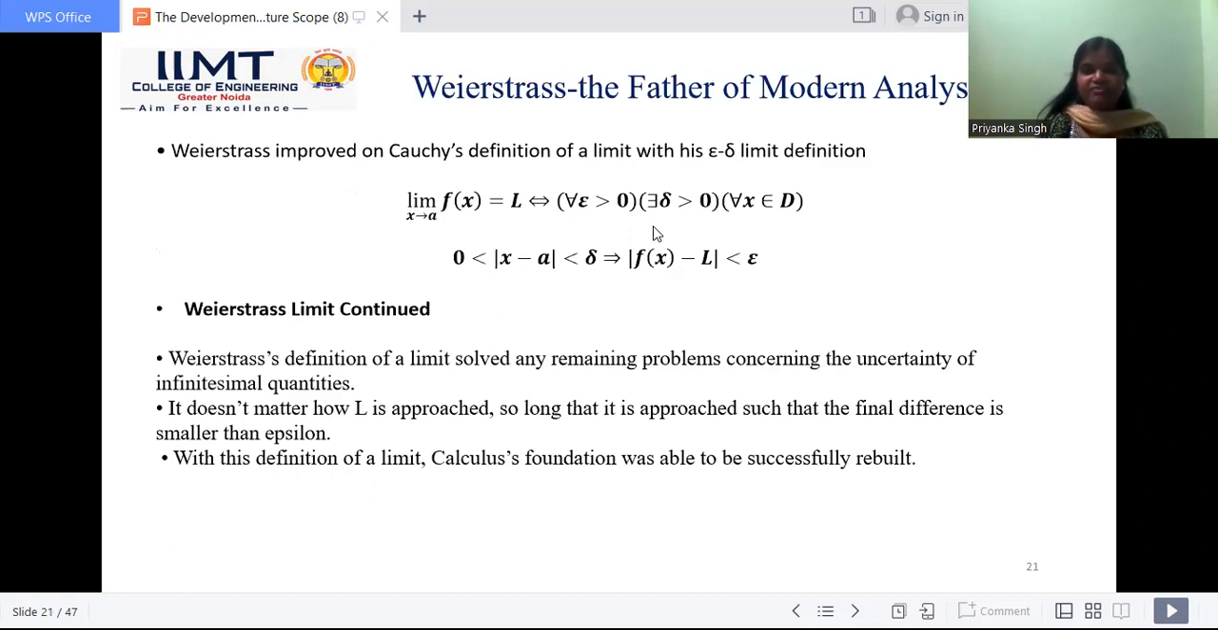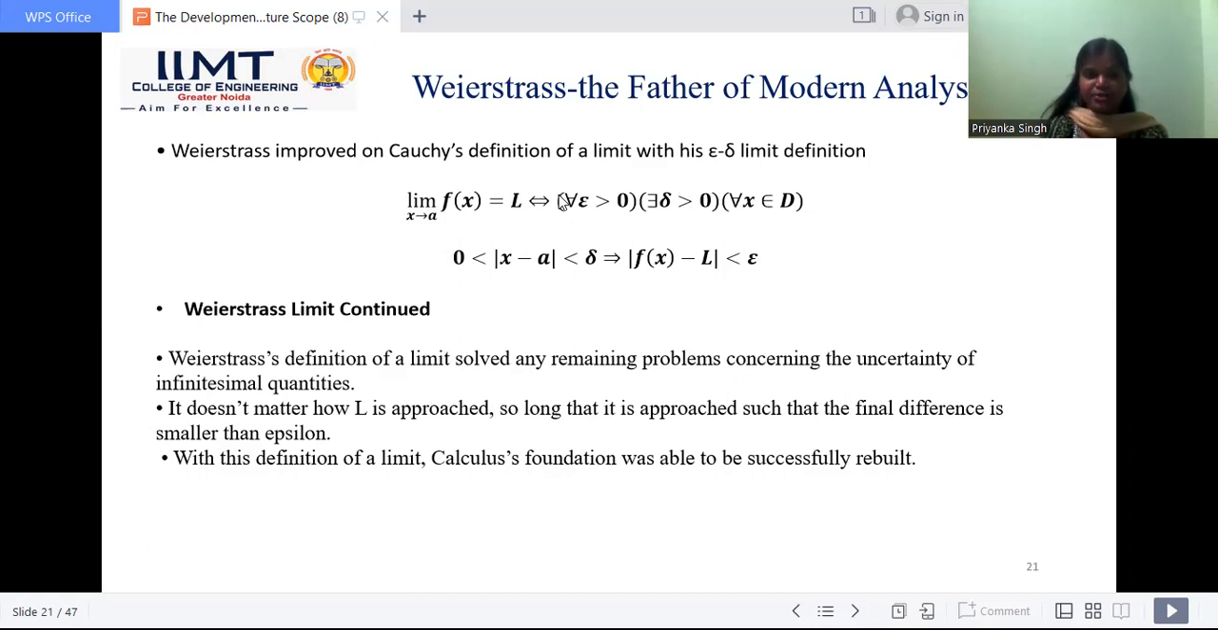Next, Weierstrass, the father of modern analysis. Weierstrass improved on Cauchy's definition of a limit with his epsilon-delta limit definition. The limit as x tends to a of f(x) is equal to L if and only if for every epsilon greater than 0 there exists delta greater than 0 such that for all x belonging to D, if 0 < |x - a| < delta, then this implies |f(x) - L| < epsilon.